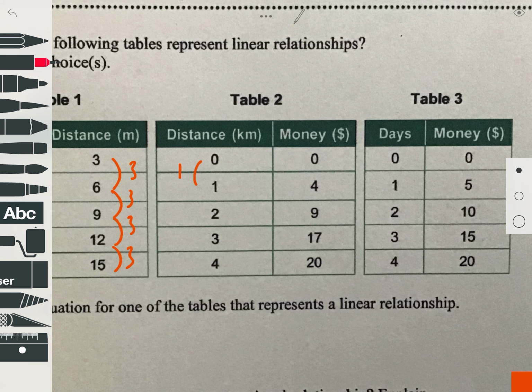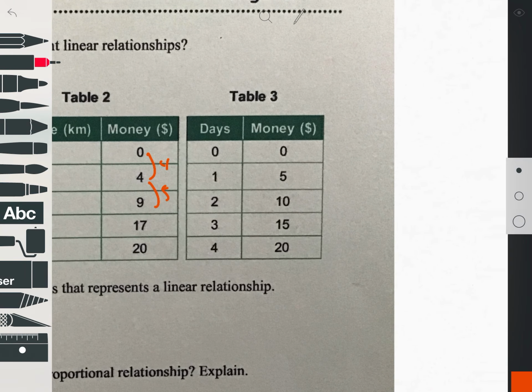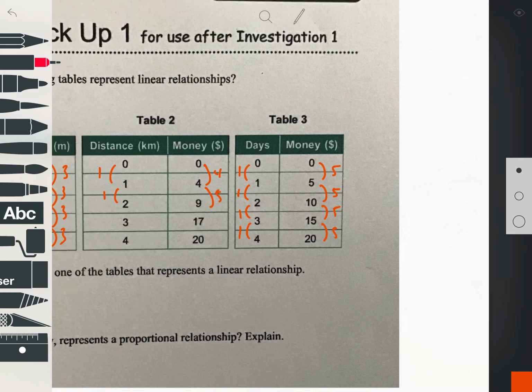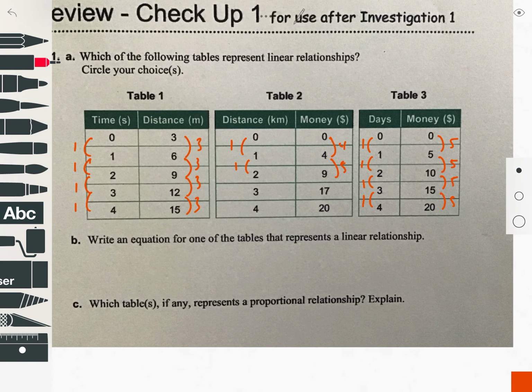Table 2, changes by 1, changes by 4. Changes by 1, changes by 5. Oop, not linear. For it to be linear, it has to be a constant pattern all the way through. Table 3: changes by 1, changes by 5, every time. Table 3 is linear. Now it says write an equation of the ones that are linear, or pick one.